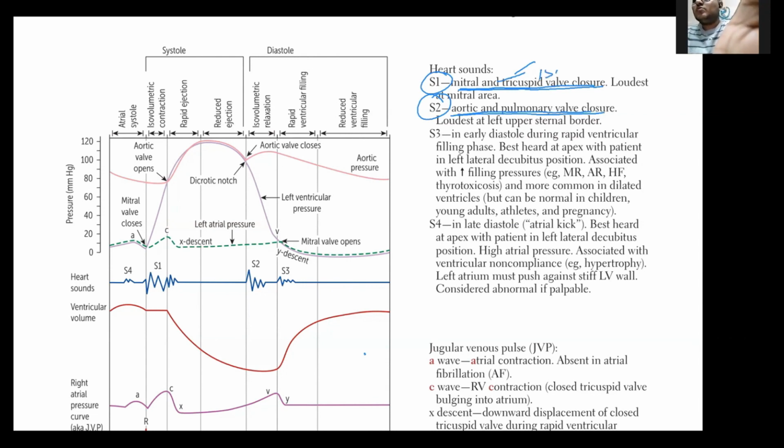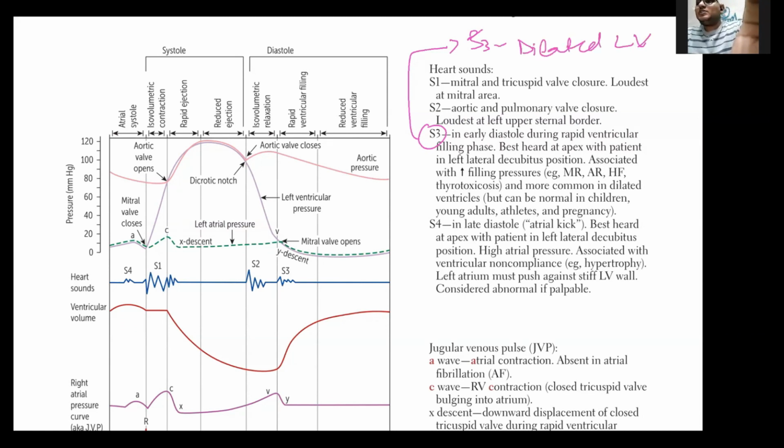S1 is in the isovolumetric contraction, and S2 occurs in the isovolumetric relaxation. Those are very important MCQs. Next is S3. S3 is produced in a dilated left ventricle. Remember this. That dilation occurs in mitral regurgitation, aortic regurgitation, heart failure, and it can be normal under 30 years of age in young adults, athletes, and pregnancy. Okay. S4 is due to atrial kick, that is associated with hypertension. Okay, that is associated with old age and hypertrophic cardiomyopathy.